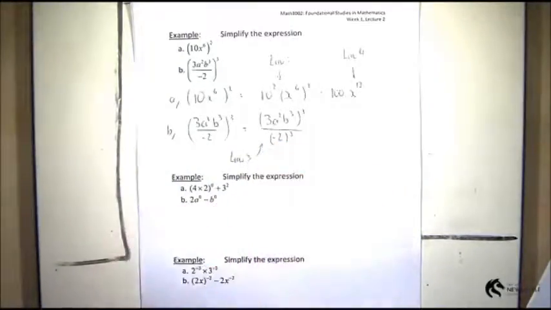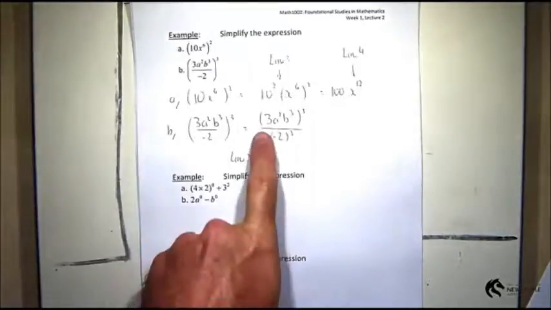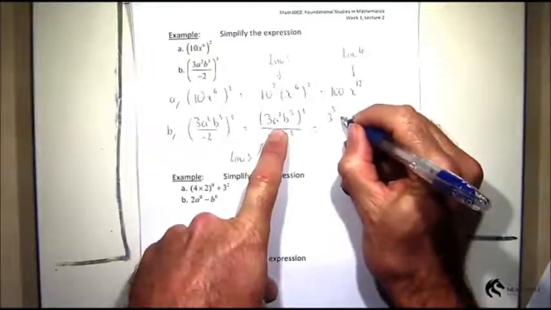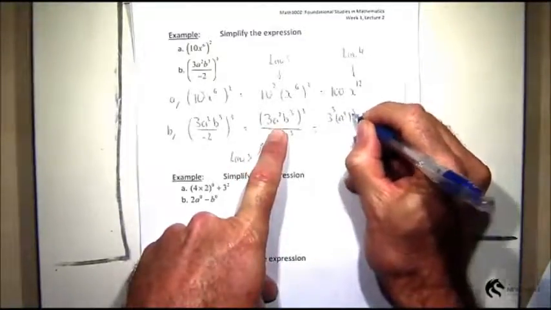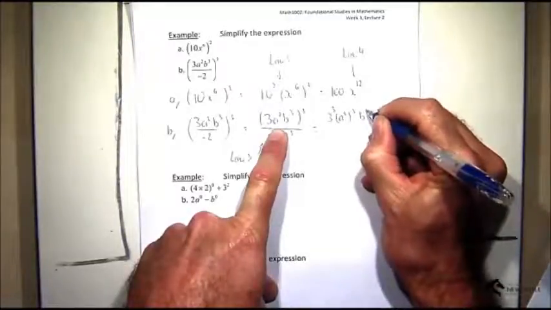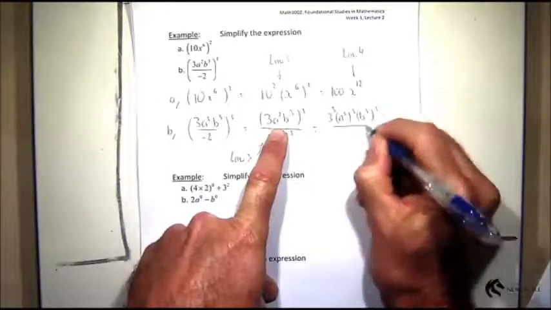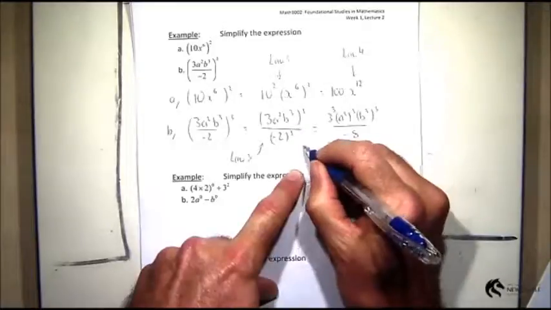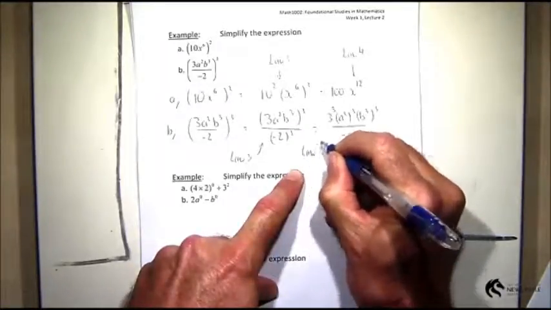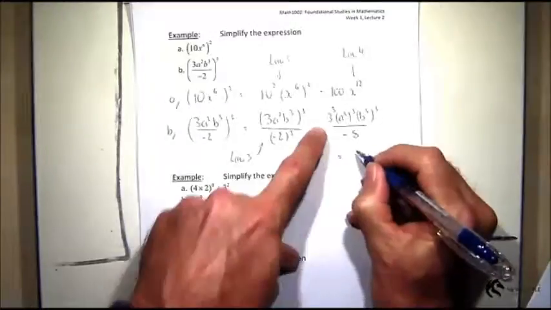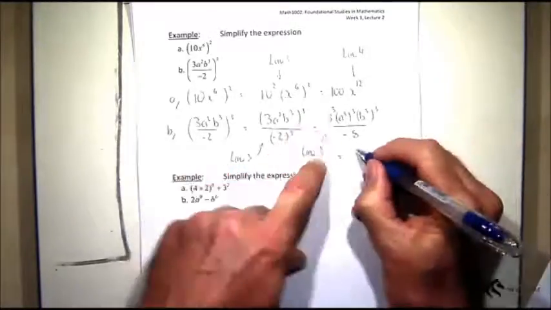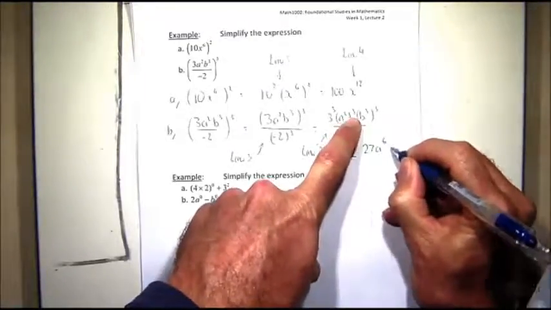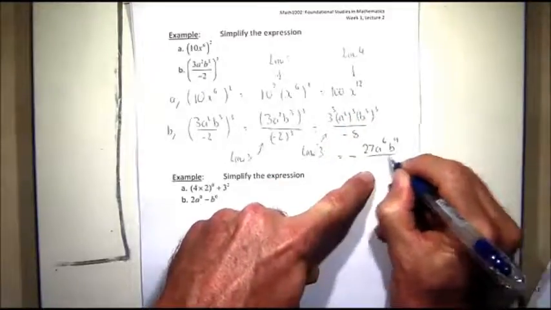Now I can use law 4 in the numerator, and this becomes 3 cubed times a squared cubed times b cubed there. Now minus 2 all to the power 3 is minus 8. So in fact I've used law 3 again there. Law 3. And now I'll go 3 cubed is 27. I'll actually put the minus out the front. That's 27. A to the 2 times 3, b to the 3 times 3, all over 8.